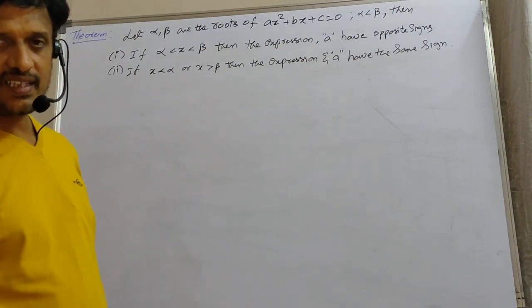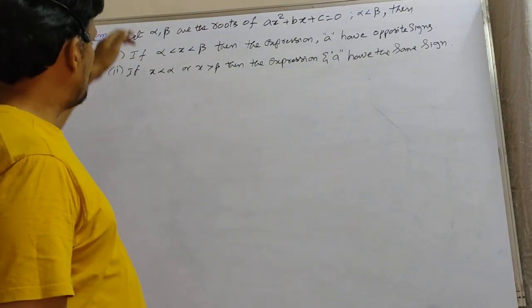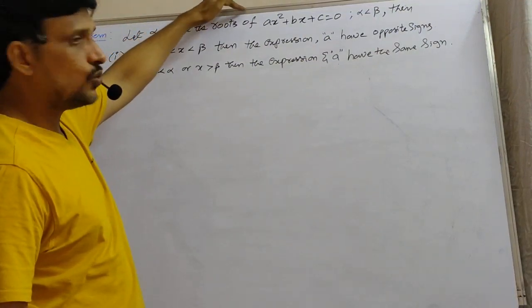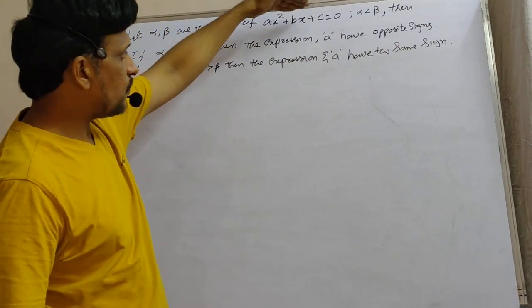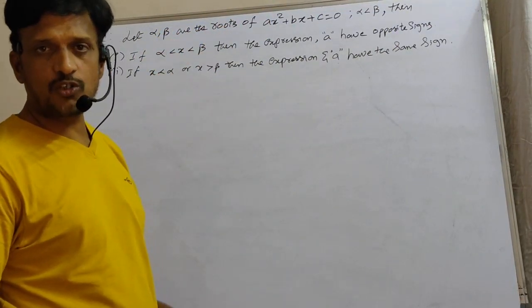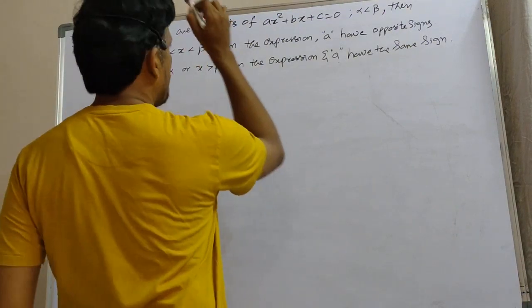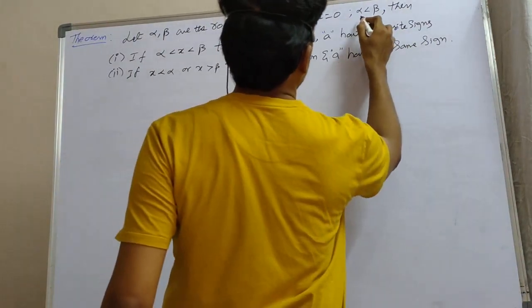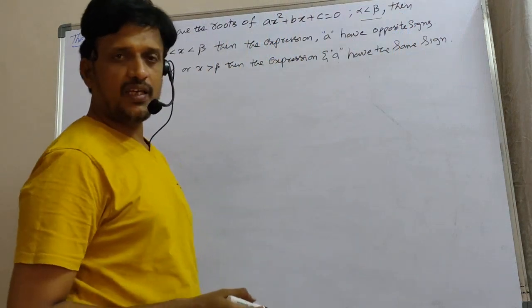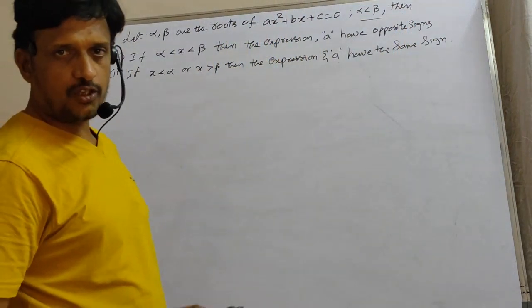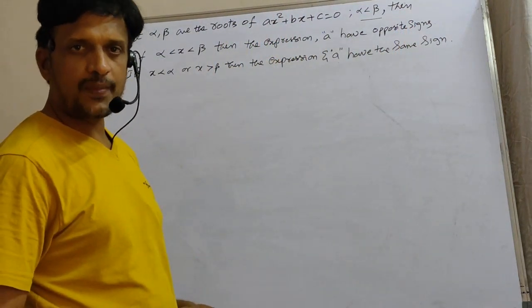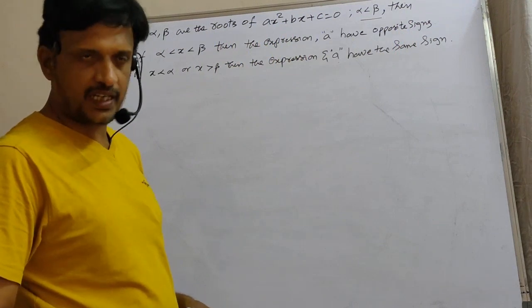So here another theorem is: alpha, beta are the roots of ax square plus bx plus c is equal to 0. The quadratic equation has two roots, given by alpha and beta, where alpha is less than beta. Usually the least of the two roots is denoted by alpha, and the other one will be beta.